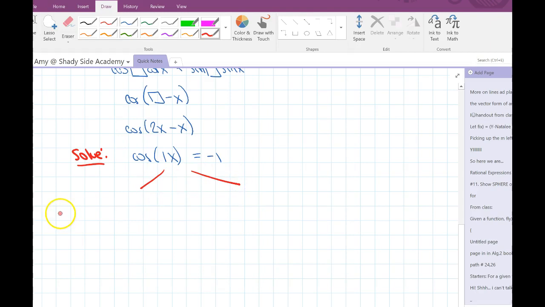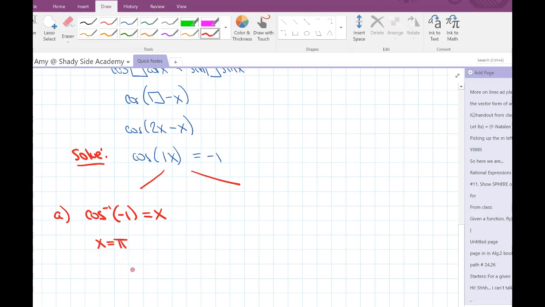Part A is asking us to solve for all possible solutions. Well, let's see. Cos of 1x equals negative 1 is the same thing as saying the inverse cos of negative 1 will equal x, right? Now, I know on my calculator, if I input inverse cos of negative 1, I will only get one solution, right? And I know that x here is going to equal pi.